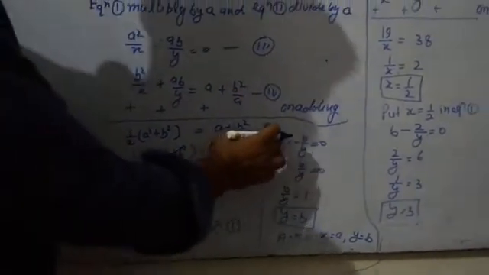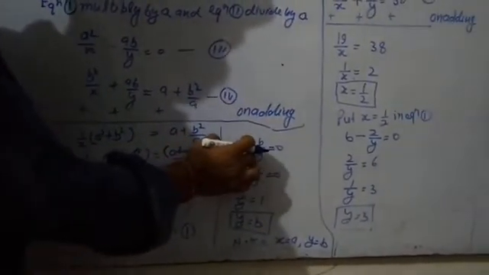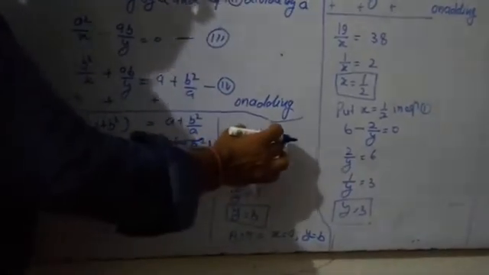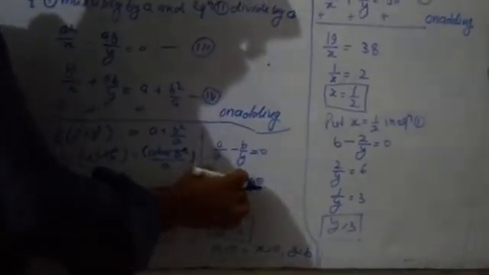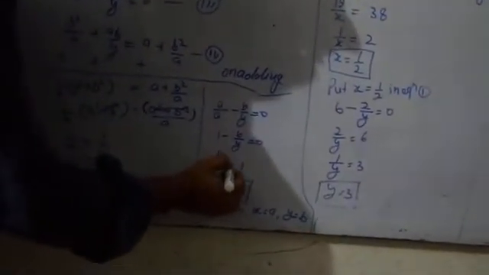Put x equal to a in equation 1. a by a minus b by y equal to 0. 1 minus b by y equal to 0. b by y equal to 1, or y equal to b. Answer: x equal to a, y equal to b.